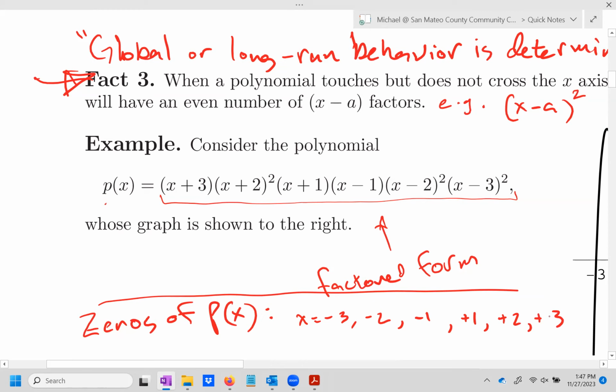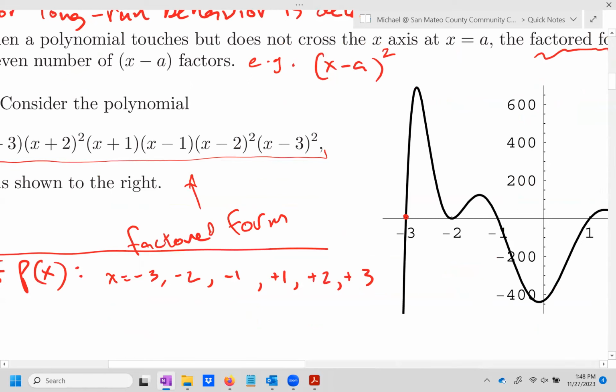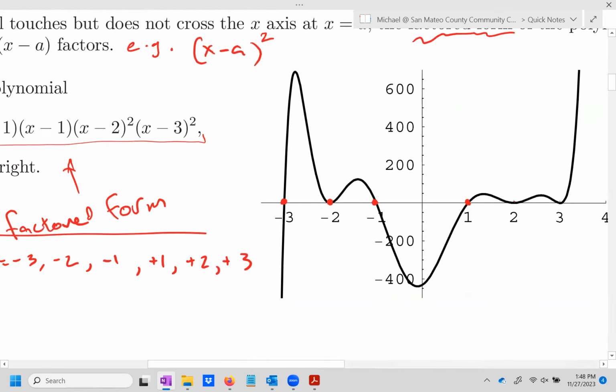Do you agree with that? P of each of these things, I plug in x for each of those things, I get 0, right? So look at the graph. Does the function hit 0 at each of these places? Yeah. Okay.